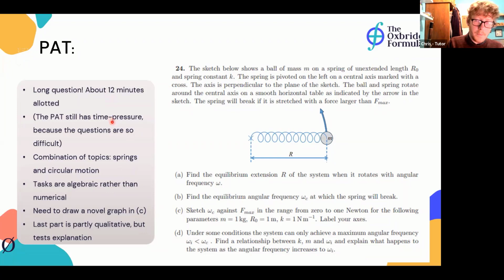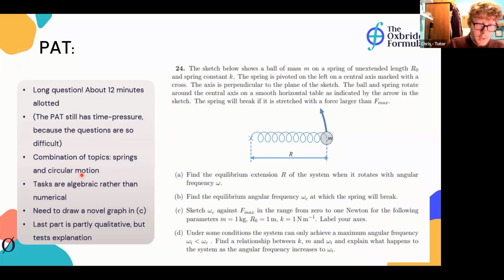In this question, we do have a spring. We can see it's got a mass at the right-hand end, but also at the left-hand end, it's fixed to a point, and then it rotates about that point. So this is combining two topics. It's combining springs with circular motion. And as we said, combining topics is typical of the Oxbridge entrance tests. It's one way of making the questions more difficult.